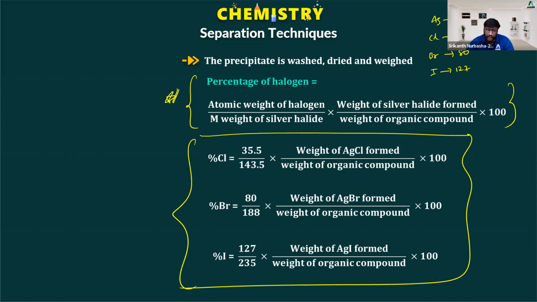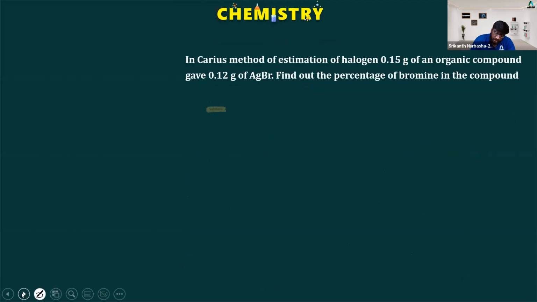Let us do one problem. The same formula is going to be repeated for the upcoming methods also, like for percentage of sulfur and percentage of phosphorus. Do this problem in the Carius method of estimation of halogen.